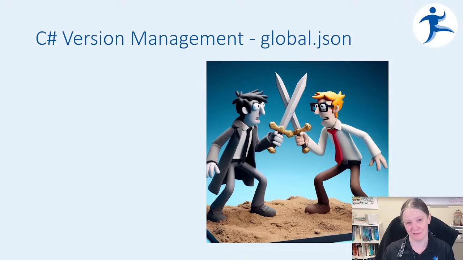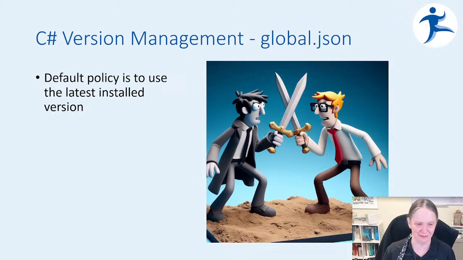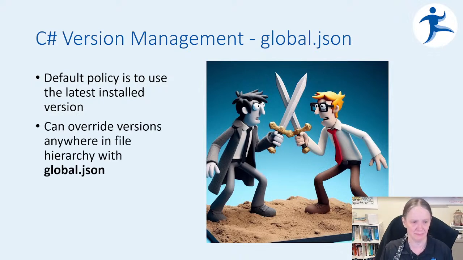Or the solution level, or machine level. Global JSON could appear at various levels, and the default policy is to use the latest installed version. Well, if you've got a .NET Framework version or .NET 6, but maybe somebody else is on .NET 8 or .NET 9, those don't always play nicely together, and so you have to deal with the changes in that. So global.json would support that, but you've got to remember to do that. You can override the versions anywhere in that file hierarchy with global.json.